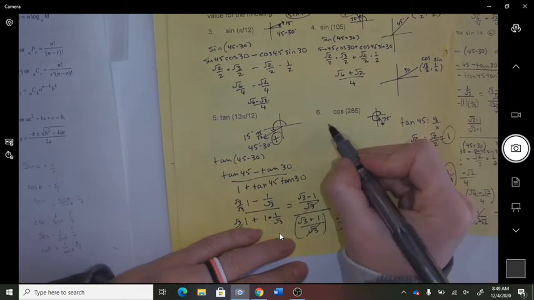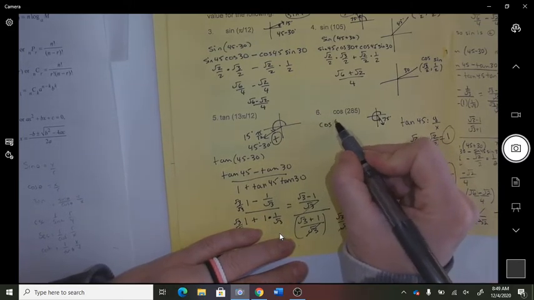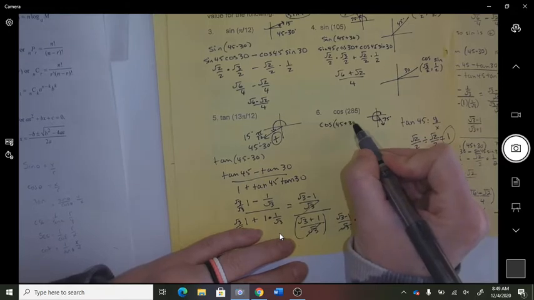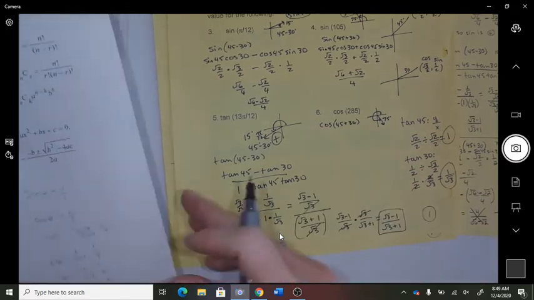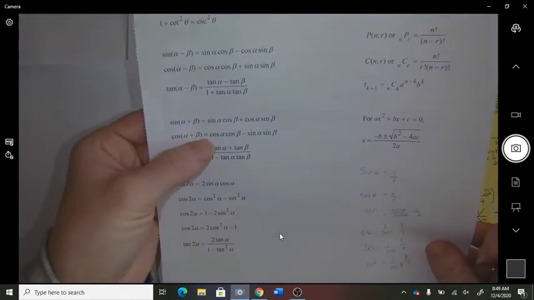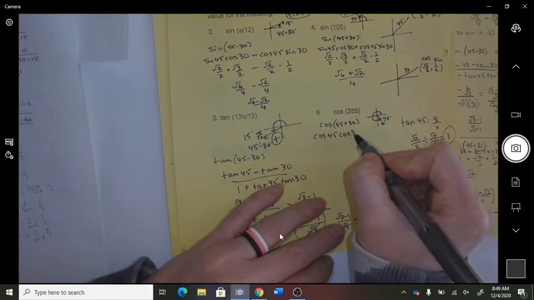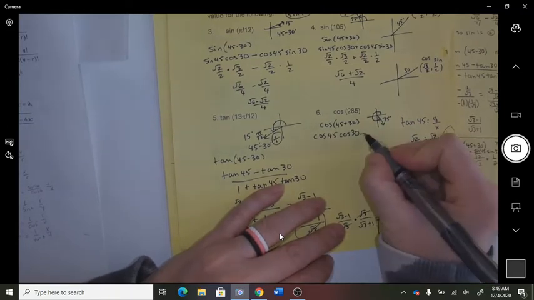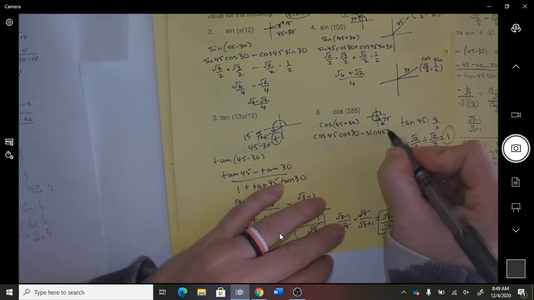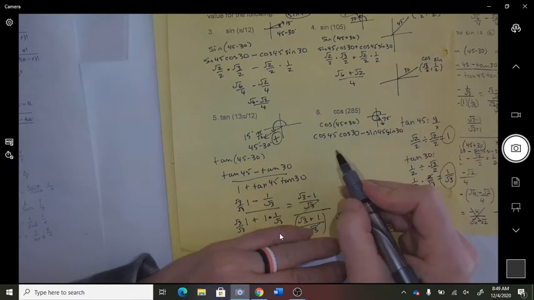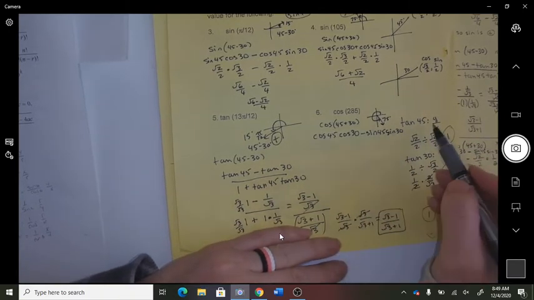Okay, so I'm going to do cos of 45 plus 30. So again, I find the formula. So here's the formula. Cos, cos minus sine, sine. Okay, and now I fill in.